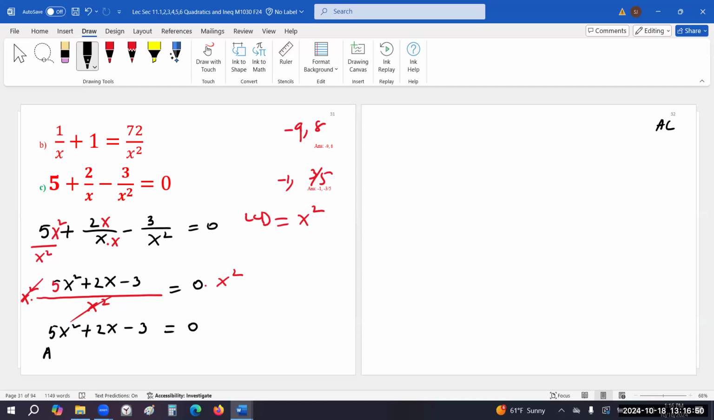If you finish them as 2 hours, 30 questions, you don't have enough time. So it's a bad idea. That's why the AC method is much easier. 5x squared plus 2x minus 3 equals 0. If you cannot factor using the AC method, then you have to use the quadratic formula.